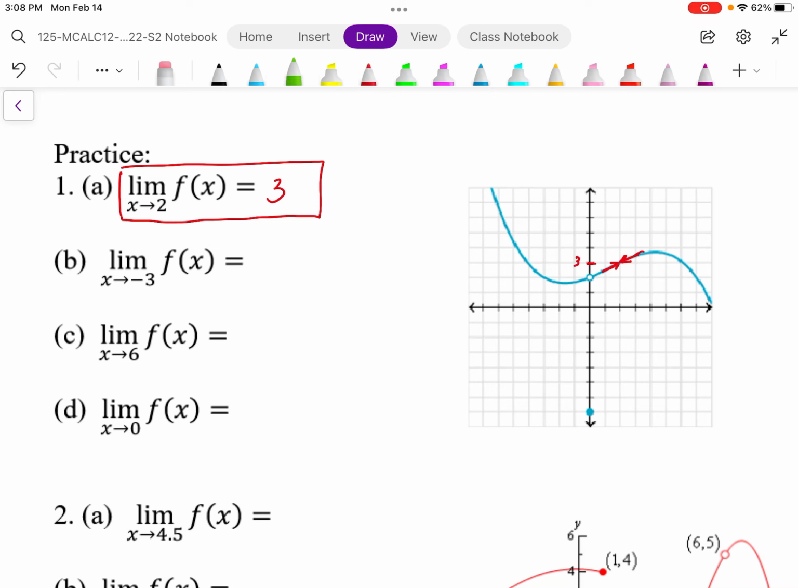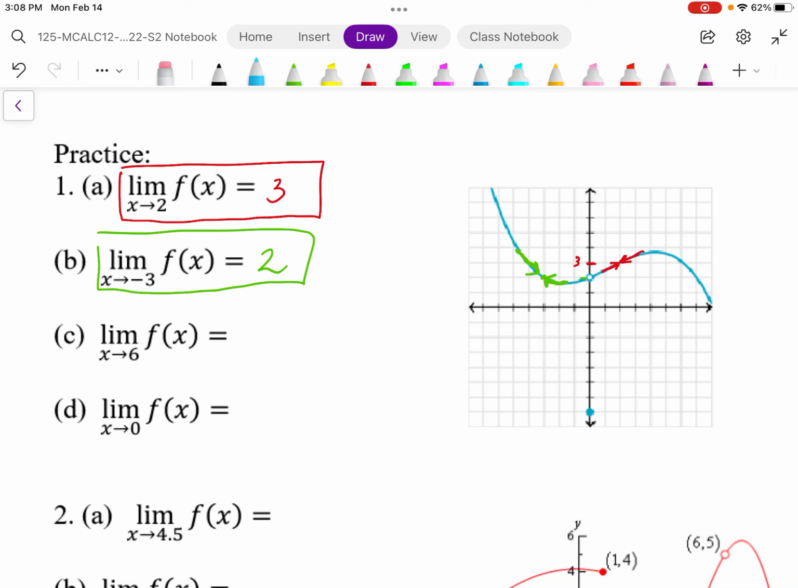We can look at as we approach x equals negative 3. Here's my value at negative 3. I'm going to approach it from this side, negative 3 from this side, negative 3 from this side. And it looks like I'm approaching a y value of 2. So then I say the limit as x approaches negative 3 is going to be equal to 2.